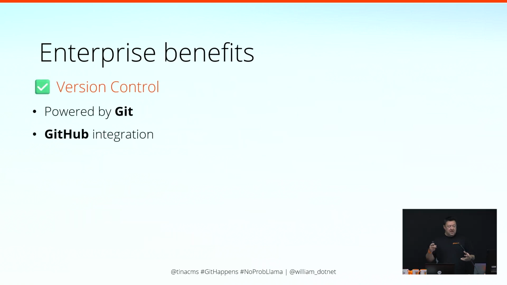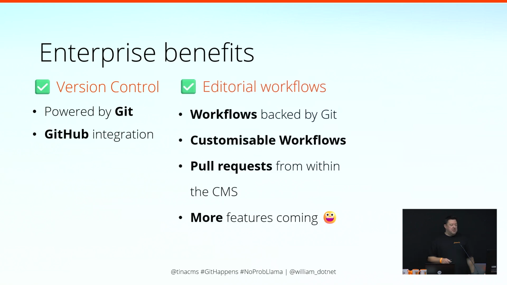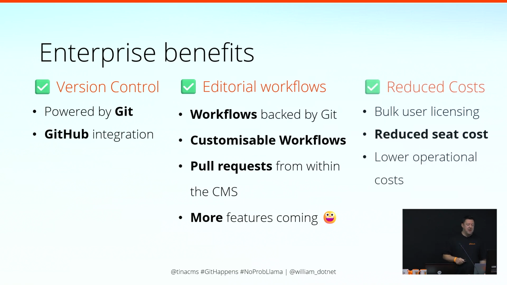But going on to the Tina Enterprise tier, the benefits you have, along with what you get for all the other tiers, is the version control, powered by Git, with the GitHub integration. The editorial workflows, but on the Enterprise tier, it's custom. So you can actually hook into those workflows and add extra checks, whatever sort of legal terms and services or things that need to be checked by a certain department. You can wire in whatever you need there. So it's pretty cool. And there's a lot more custom stuff coming in the editorial workflows.